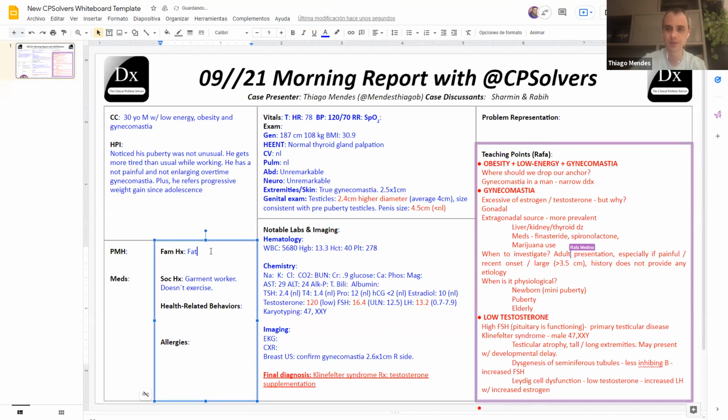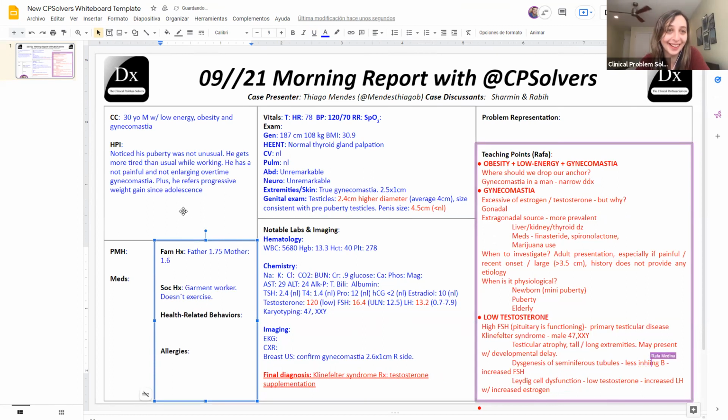He's tall compared to his parents. And I think that's it. Tiago, thank you so much for presenting this case.